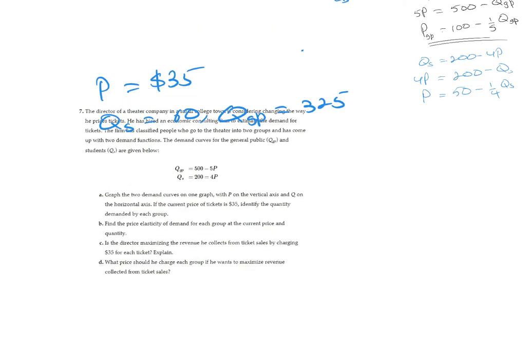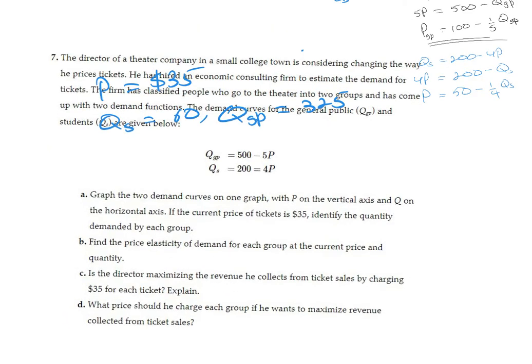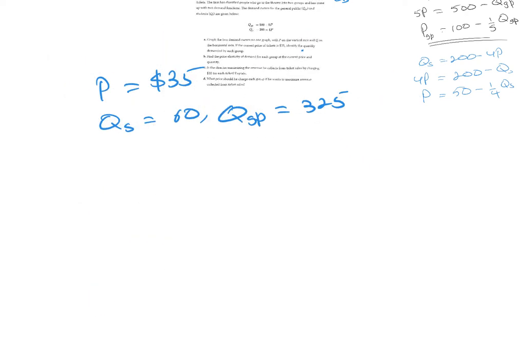Now let's see what the next part says. It asks us to find the elasticity of demand for each group at the current price and quantity, and that's the key. So we've already established that at the price of 35, which we have here, quantity demanded by students is 60 and the quantity demanded by the general public is 325. And we can use this to calculate elasticity of demand for both these groups.